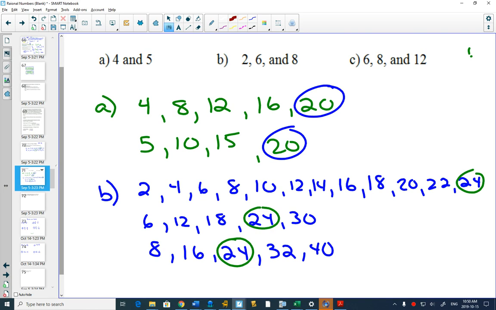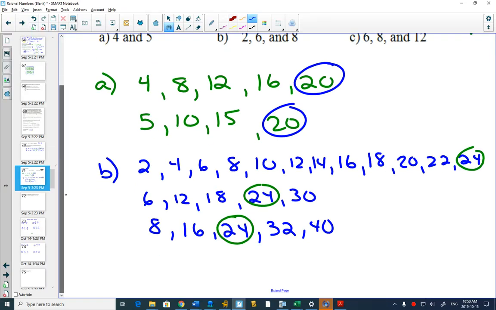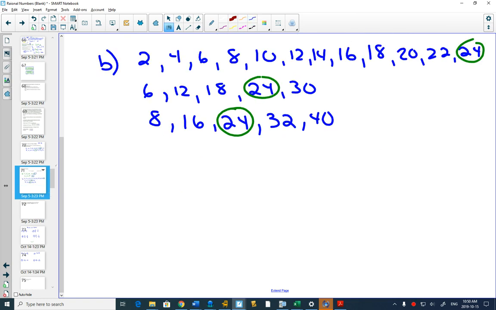the 24 is in all 3 of them. Can you see in the bigger 2 numbers that 24 is the smallest one that's in both of those? So then I was like, okay, it would have to at least be 24 in order for it to match up. And sure enough, with the 2's, 24 was included.